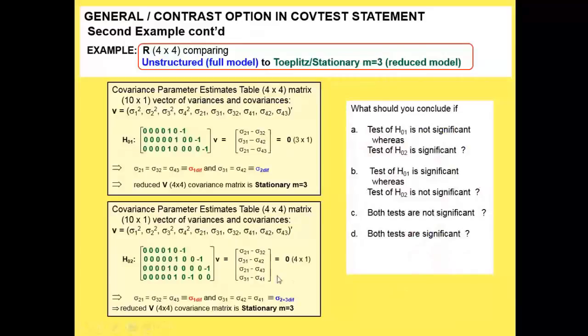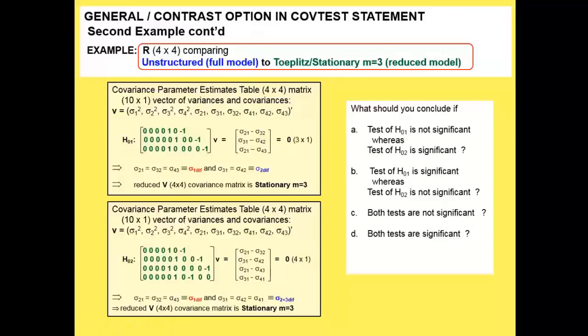Now, if both tests are not significant, what do I do there? This is not significant, and this is not significant. Well, either one is okay. I haven't proved that one is better than the other because I'm not comparing these two. I'm basically saying that I don't need an unstructured R matrix. One of these hypotheses is better than an unstructured R matrix. You follow what I'm saying here?